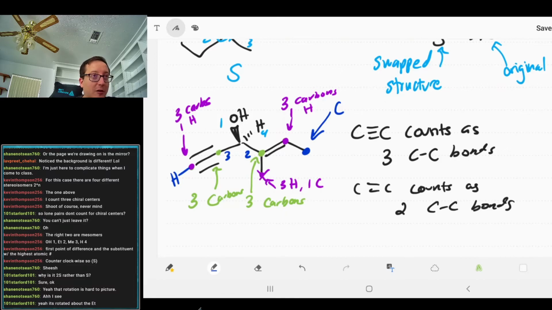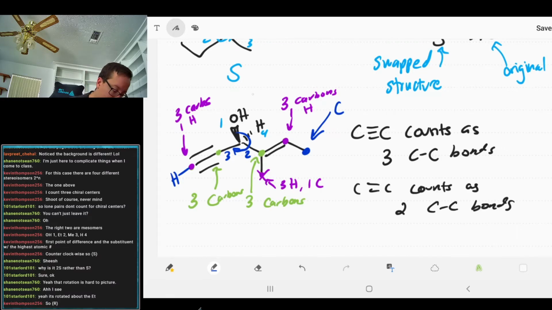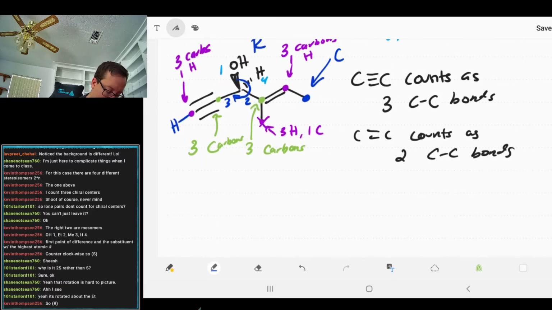Anyways, now that we have our 1s, 2s, and 3s, and our fourth one's already in the back, we're going to rotate. We see that this is an R. And of course, we're not going to be able to name this because we don't know yet, but this will just be an R if we're just looking at R and S. So just got to keep looking at your point of difference here with these molecules. So that's that.